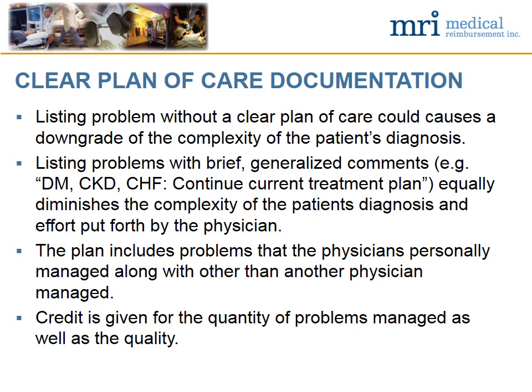Basically with documentation, there needs to be a clear plan. So listing problems without a clear plan of care can cause downgrades, downcoding on your charts based on the patient's diagnosis. Listing problems with brief, generalized comments, such as just diabetes, chronic kidney disease, congestive heart failure, and you just basically state continue with current treatment, this also could cause the complexity of the patient's chart to appear lower.